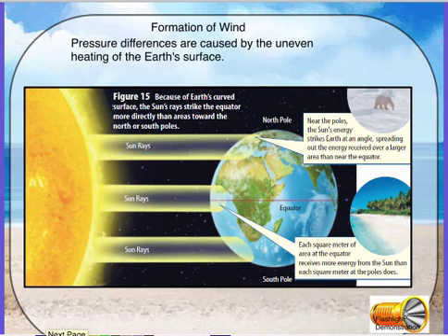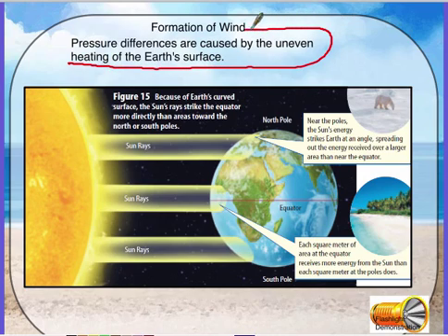All right, so let's just talk about why wind forms in the first place. This is probably the most important thing we're going to say the entire podcast. Pressure differences are caused by the uneven heating of the Earth's surface. Okay? That's what causes wind. Differences in pressure, which are caused by uneven heating of Earth's surface.